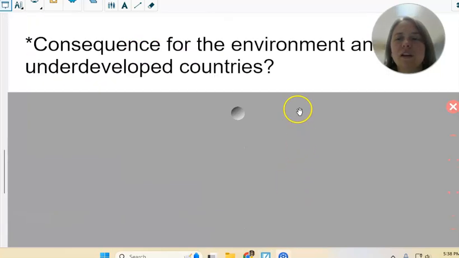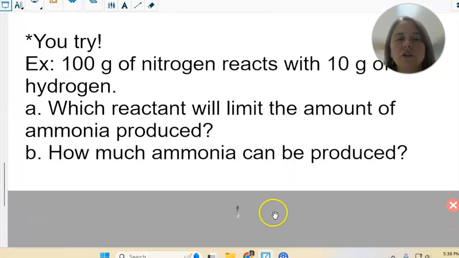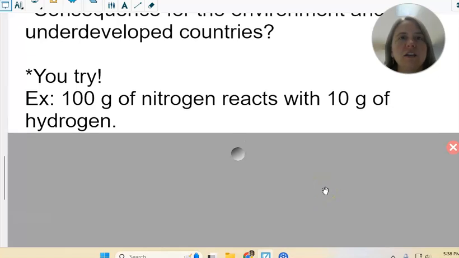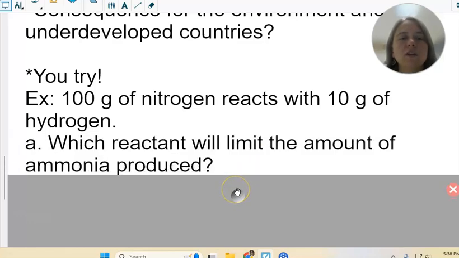Okay, now what you've been waiting for, it's your time. It's your time to give it a try, your time to shine. Okay, please write down this example. 100 grams of nitrogen reacts with 10 grams of hydrogen. Which reactant will limit the amount of ammonia produced?